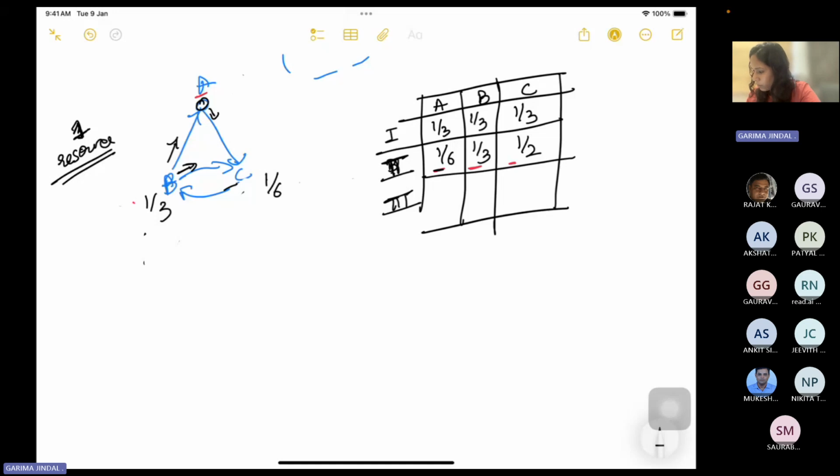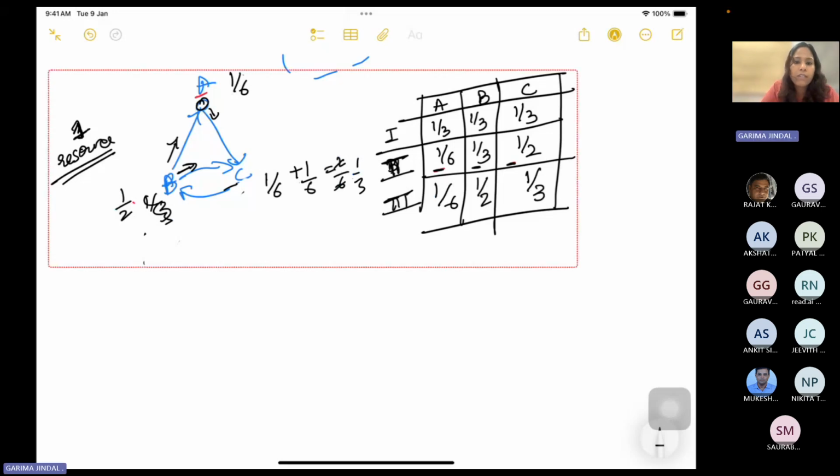Now we'll see B. B is 1 by 3. So again, B will distribute its value into 1 by 6 and 1 by 6 and send to A and C. And now we have C. C is distributing 1 by 2 to B. So the values should be A 1 by 6, B 1 by 2, and C 2 by 6, that is 1 by 3. This should be the values in the third iteration.